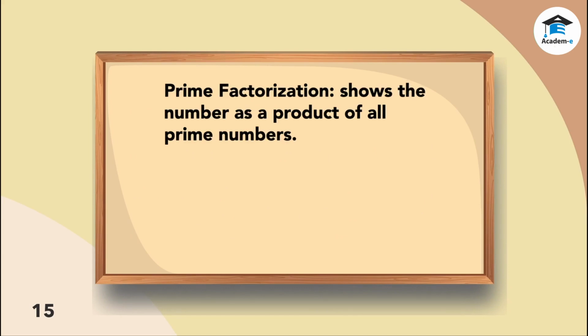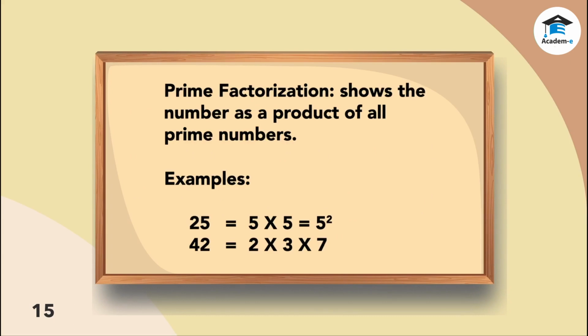The prime factorization of a number shows the number as a product of all prime numbers. You may use the factor tree method or the continuous division method to get a number's prime factorization.